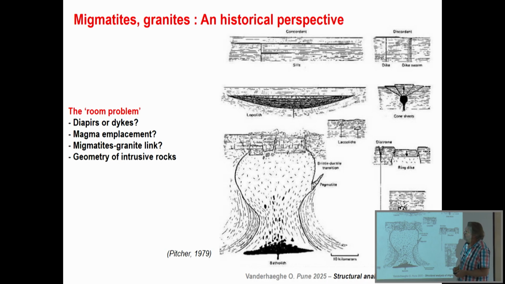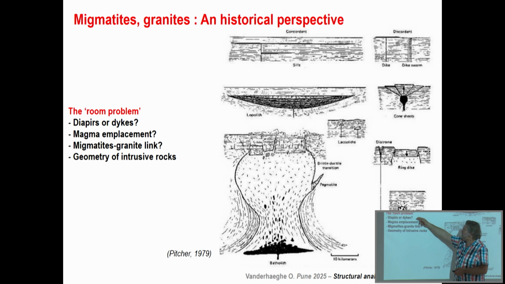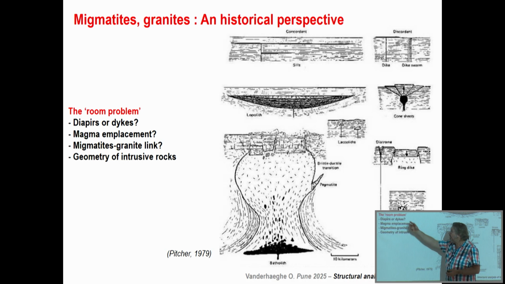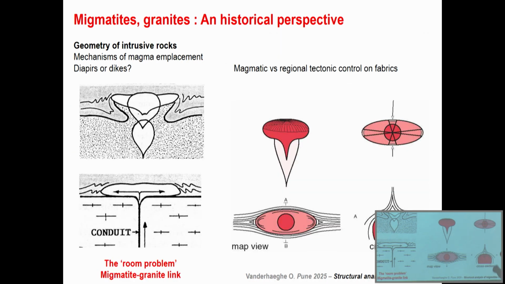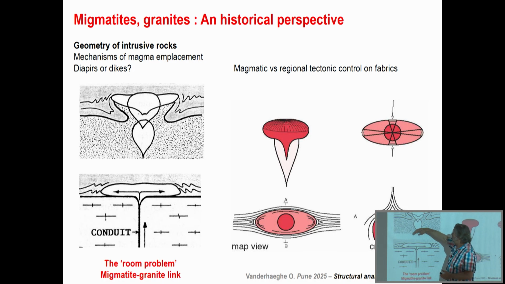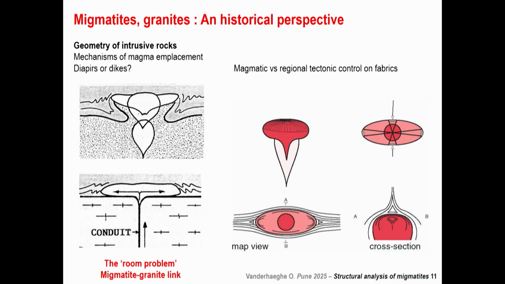But there are different processes that were invoked: mass motion of this volume of magma at once, or transfer through dikes, small veins. And what is the link between migmatites and granite? So that would be the in-mass displacement of the full volume of granite. So this space has to be found in 3D in the crust during the transfer.